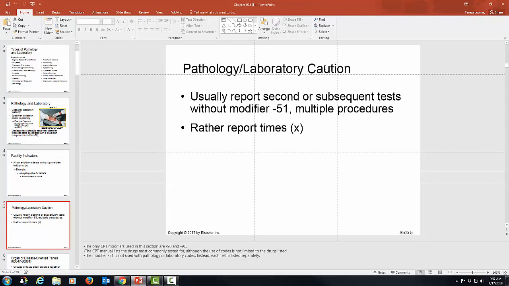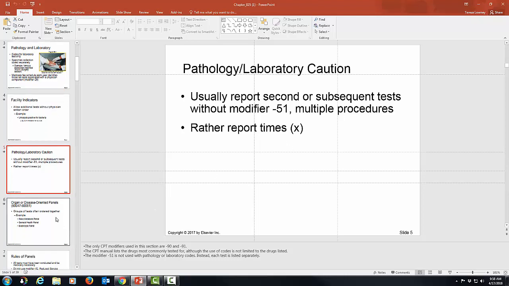There's a pathology laboratory caution. Usually you're going to report the second or subsequent tests without the modifier 51. If you have multiple procedures, you're going to report them with the times symbol. So the modifier 51 is not used with pathology and laboratory codes. You're going to code each one of them separately.